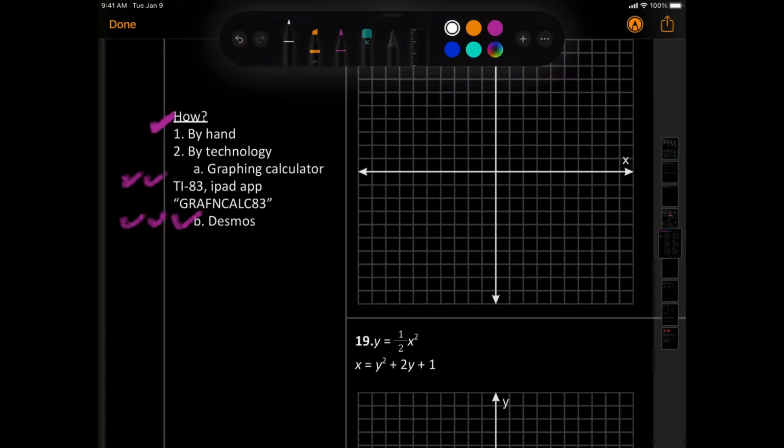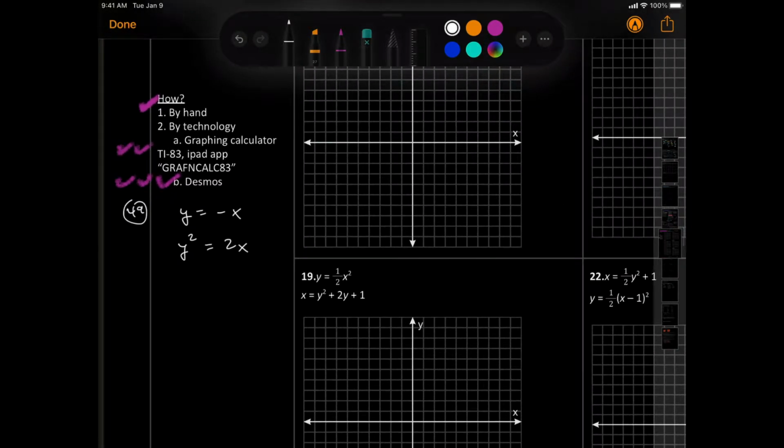Alright, this example comes from the mixed exercises, question number 49. y equals negative x and y squared equals 2x. Okay, something to note is the Graphing Calc 83 can only work when it says y equals. So the first equation works, but the second equation does not.